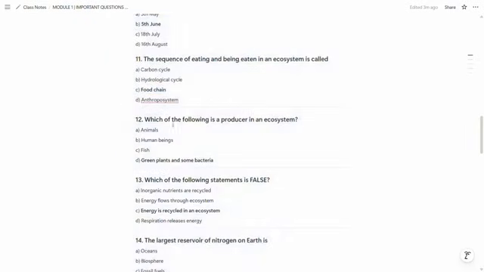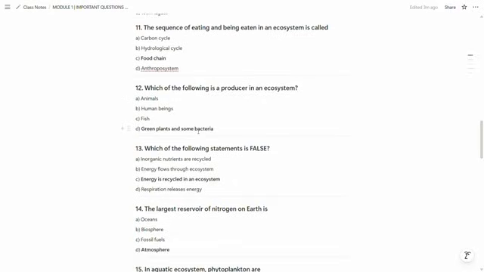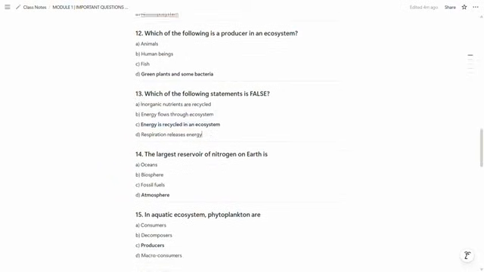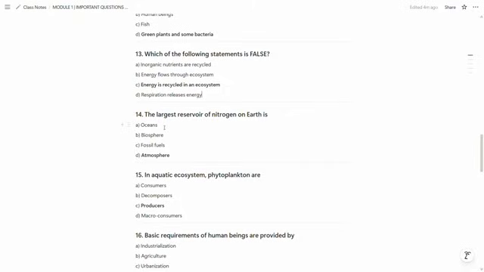Now, the 12th question is, which of the following is a producer in an ecosystem? Green plants and some bacteria are called producer in an ecosystem. So, option D is correct. Now, 13th question is, which of the following statements is false? So option C statement, energy is recycled in an ecosystem. It is false. So C option is correct.